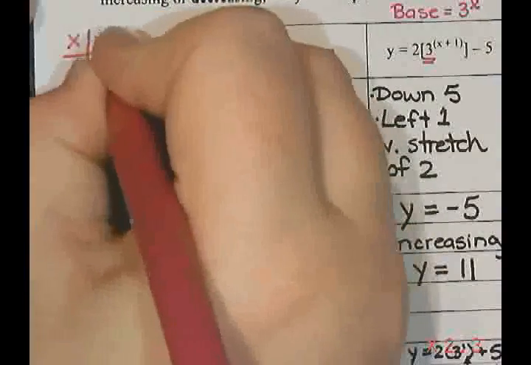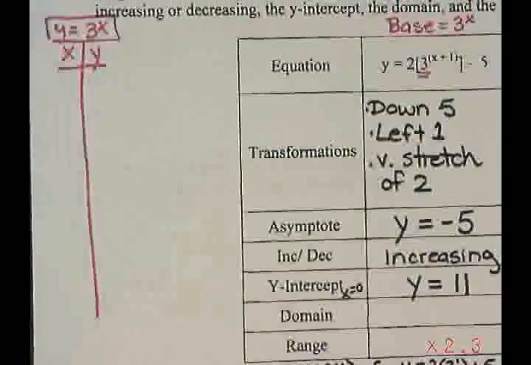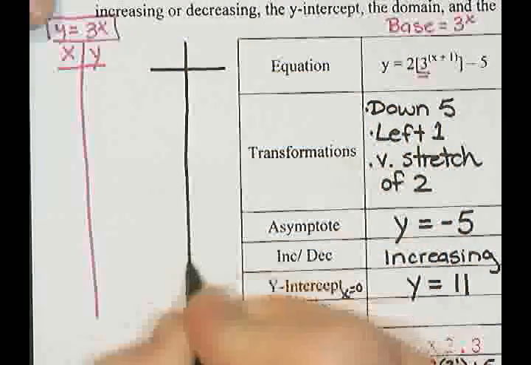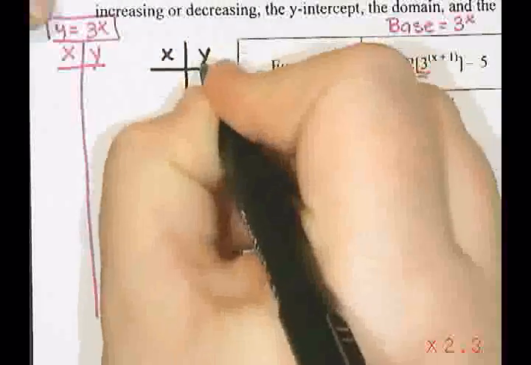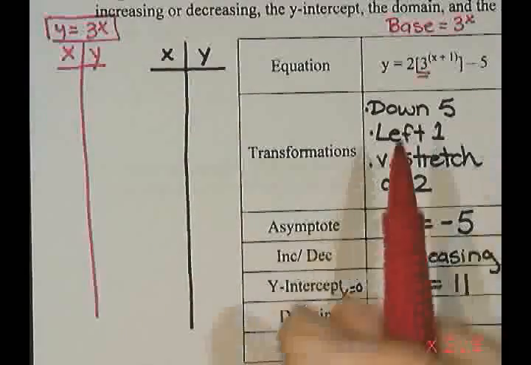I'm going to have x and y, and this is going to be for y equals my base, which is 3 to the power of x. And then I'm going to have my transformation table for x and y. That's going to have what I'm actually going to graph. So we do the base separately.